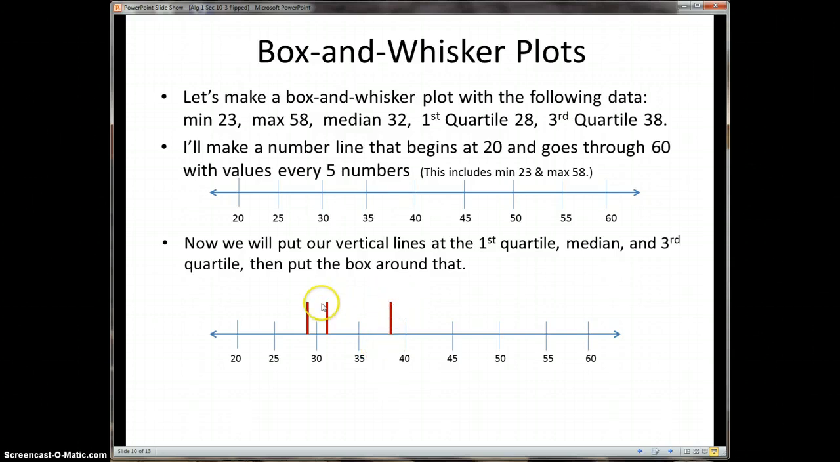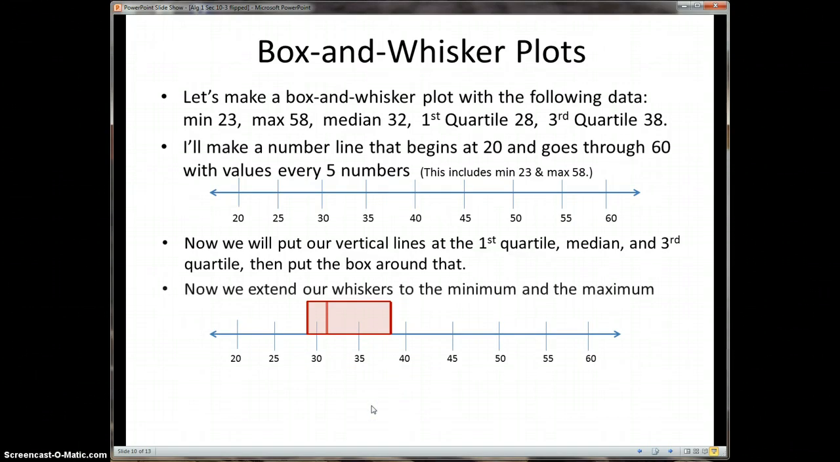Now I'm going to use these, and I'm going to put a box around this, using the parts at the first and third quartile as the sides of the box. There's the box. Now I draw the whiskers. We extend our whiskers out to the minimum and maximum. That's going to the minimum. My maximum is 58, so I put a line out here to 58.